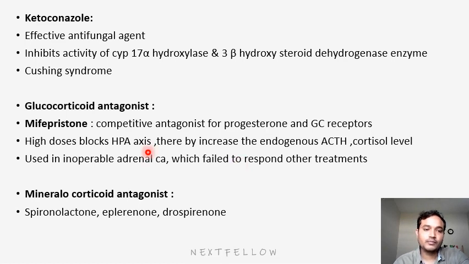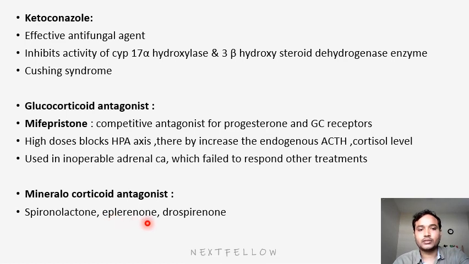Next group will be mineralocorticoid antagonists. Mineralocorticoid antagonists will have drugs like spironolactone. This is a potassium sparing diuretic. Obviously, it is a diuretic and it is also used as an antihypertensive. Then it will have side effects like gynecomastia. That's why the recently developed molecules, eplerenone and drospirenone, are available. They won't have that much anti-androgen effect, so they won't cause that much gynecomastia. Compared to spironolactone, eplerenone and drospirenone don't cause gynecomastia, so we are using them safely.